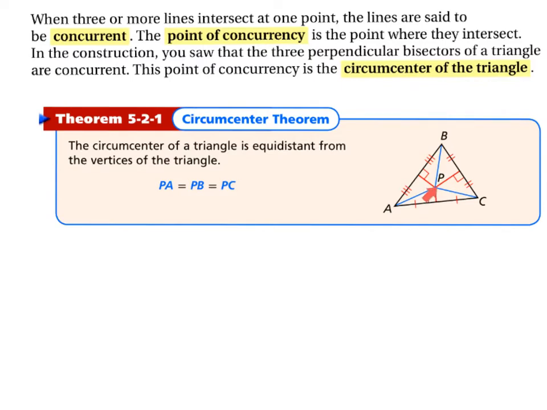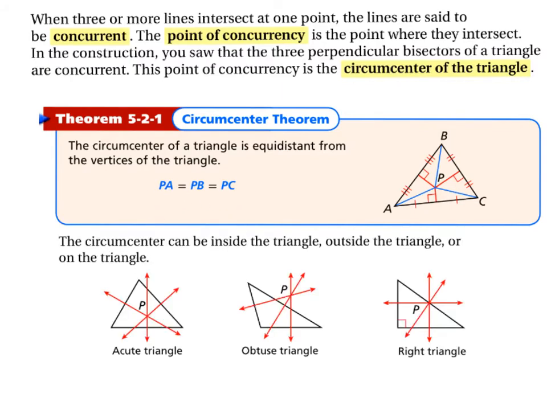This circumcenter of the triangle, which is point P, is going to be equidistant to all the vertices of the triangle. So you connect the corners, or the vertices, A to P, B to P, and C to P, and they are all equal. Notice they're not congruent, they are equal. So the circumcenter can be inside the triangle, outside the triangle, or on the triangle. As you can see here, an acute triangle would have it on the inside, an obtuse triangle has it on the outside, and a right triangle has the circumcenter on the triangle.